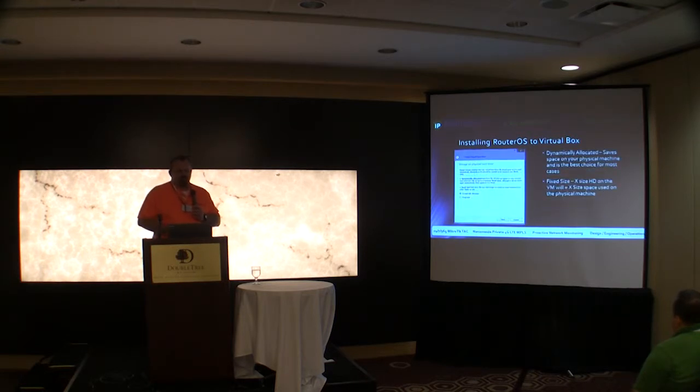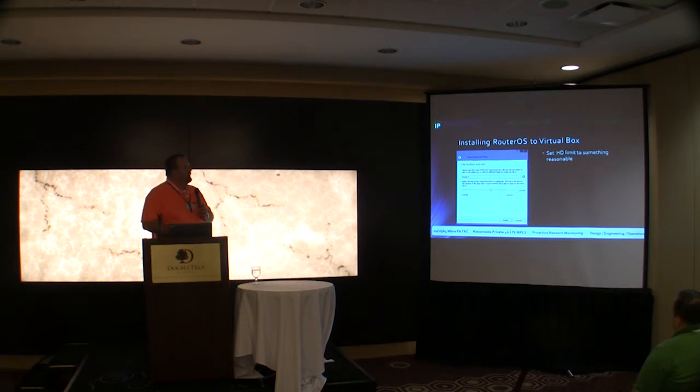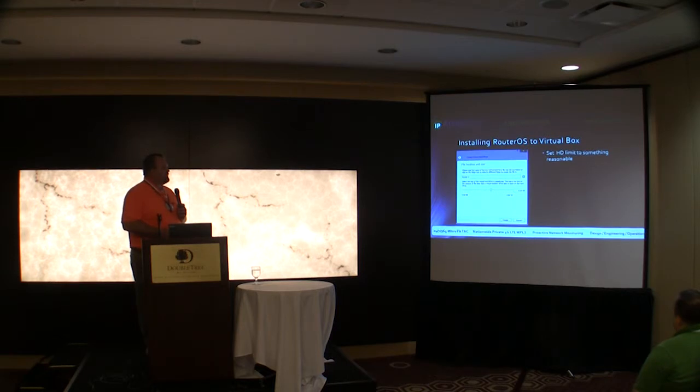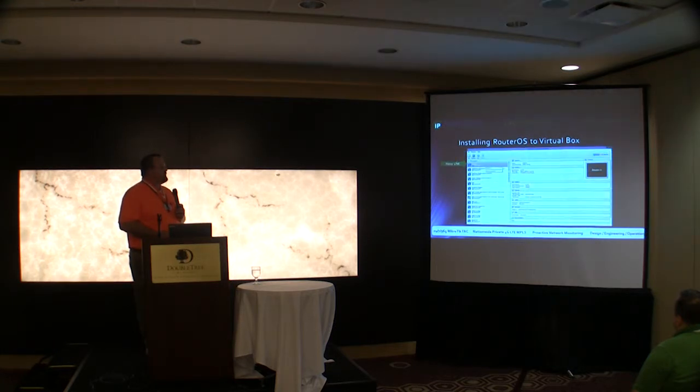Next it asks if we want dynamically allocated or fixed size, which is pretty self-explanatory. I always choose dynamically allocated for these routers. And then it asks us to set the hard drive size, and it asks us to verify that the location where it's going to put the hard drives is okay. And that's it. It's very simple to install the virtual machine.